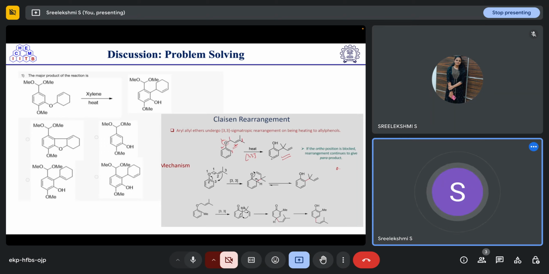As it is written here, if the ortho position is blocked, then only the rearrangement continues to give the para product. Here, in our case, the ortho position is free. So first preference will always be given to the ortho position, and only if it is not free will the group attack the para position.